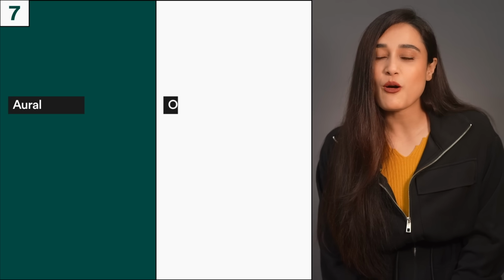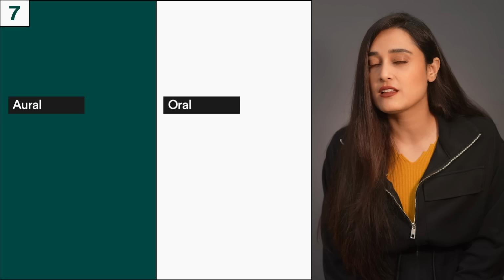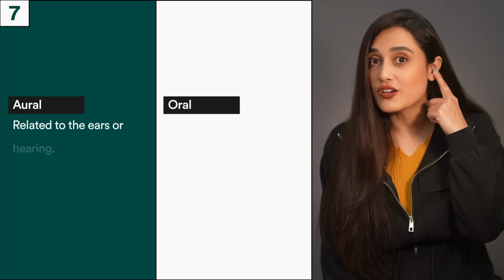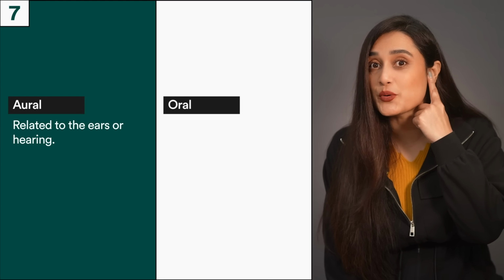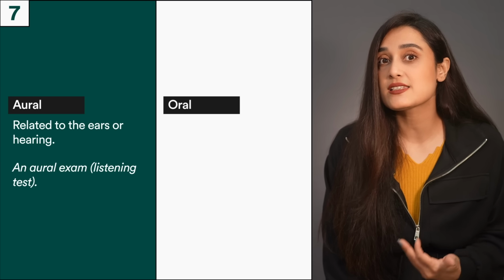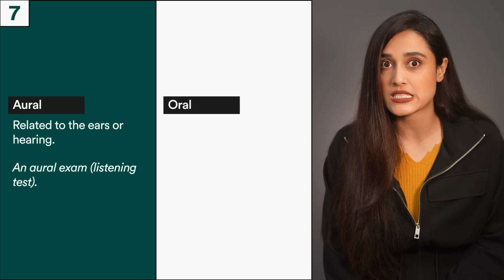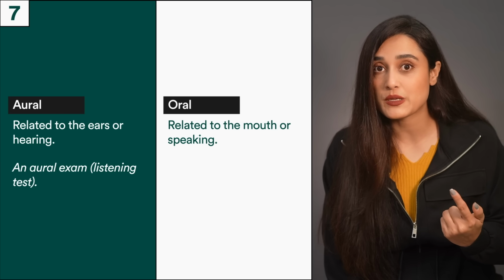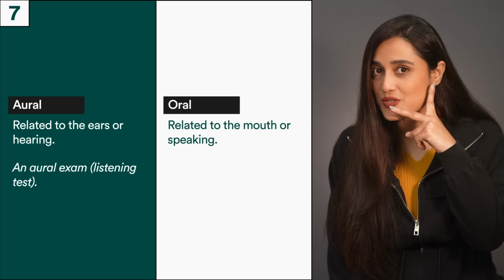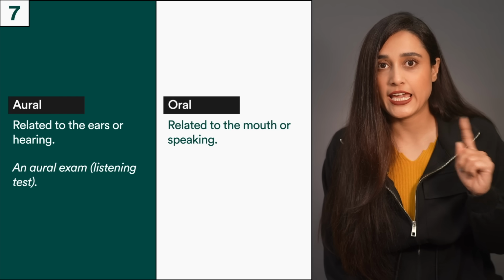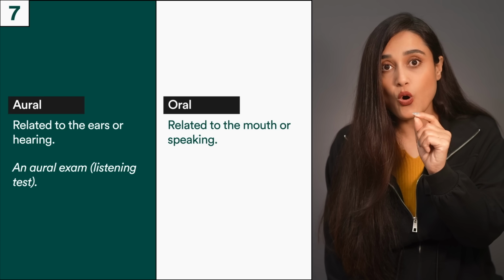Aural versus oral. Huge difference in meaning, though they're pronounced quite similarly. Okay, aural, which is related to the ears or hearing. Okay, that is aural. An aural exam with AU, listening test, that is aural exam or aural test. Oral, on the other hand, is related to the mouth or speaking. So they're neighbors to each other, if you notice, but they're written with different spellings. AU is for ears, O is for mouth.